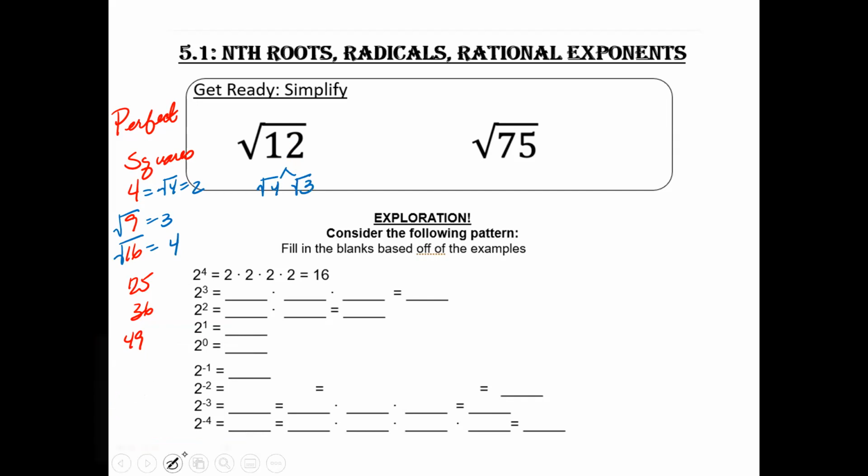Is one of them a perfect square? I think so. I think the 4 is. So I will just write that 4 as 2 square root 3. And that is my simplified format, okay?